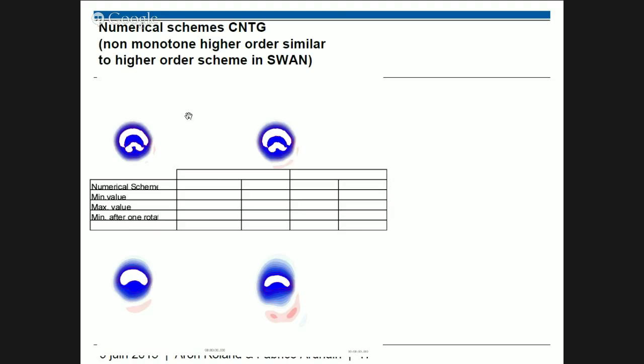Yes, there's also some tables with the maximum values and stuff like that. But you can see the pictures. Basically, when it's white, it is because it's going over the maximum value. And when it's red here, it means that it actually has negative values. So this is after one turn with the same CFL condition using some different schemes.